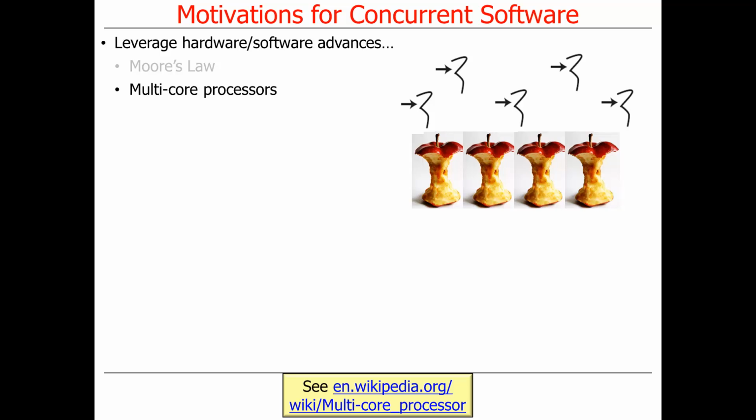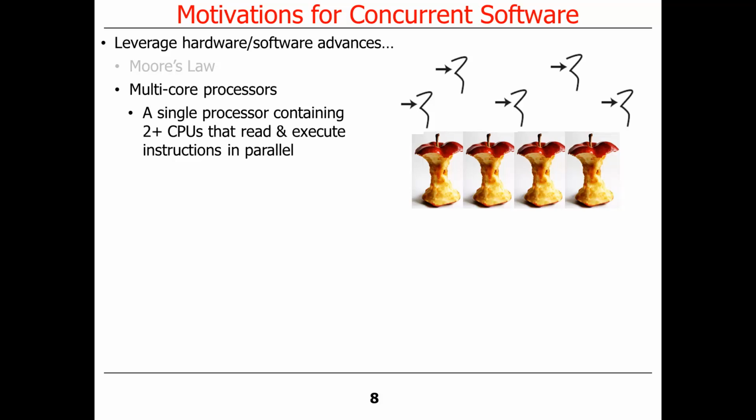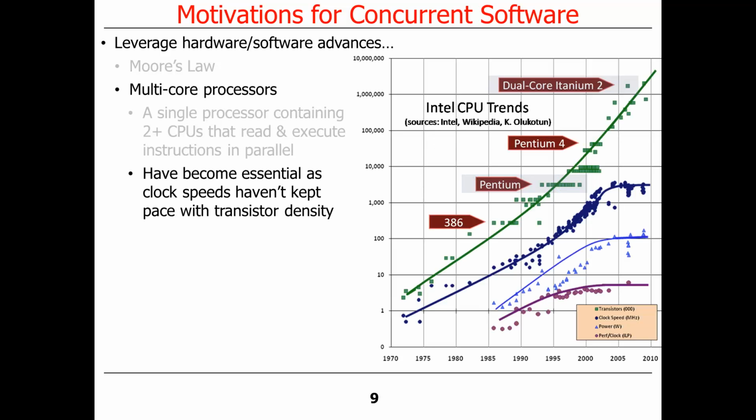Now, one of the other things that's happening, and we'll see why in a second, in addition to Moore's Law, is a big movement towards so-called multi-core processors. Anybody know what a multi-core processor is? It's like multiple processors. So in a sense, it's a single processing component, like a chip or a chipset, that contains 2 or more CPUs that can read and execute program instructions in parallel. So that's basically what a multi-core processor is.